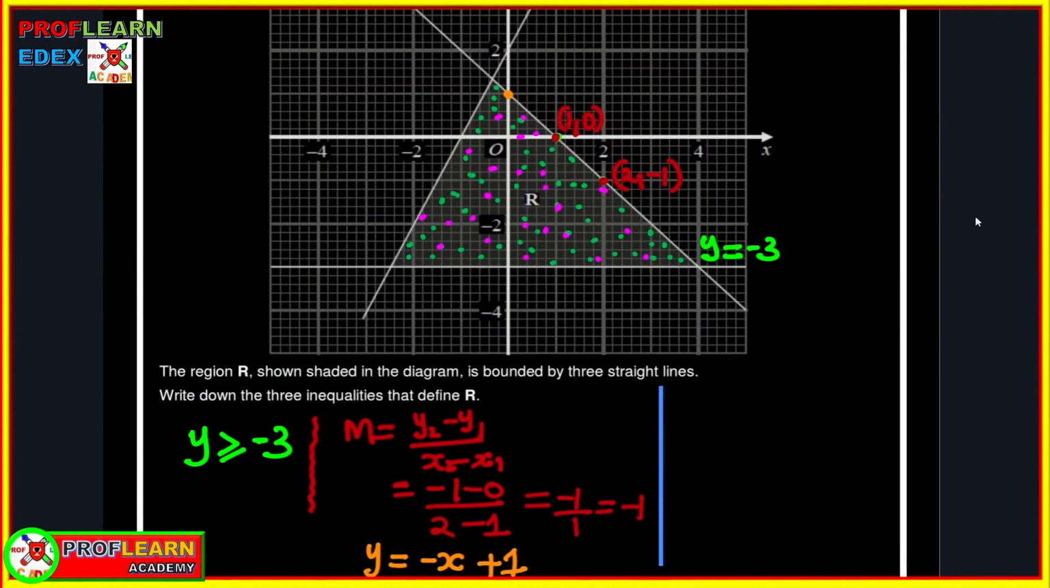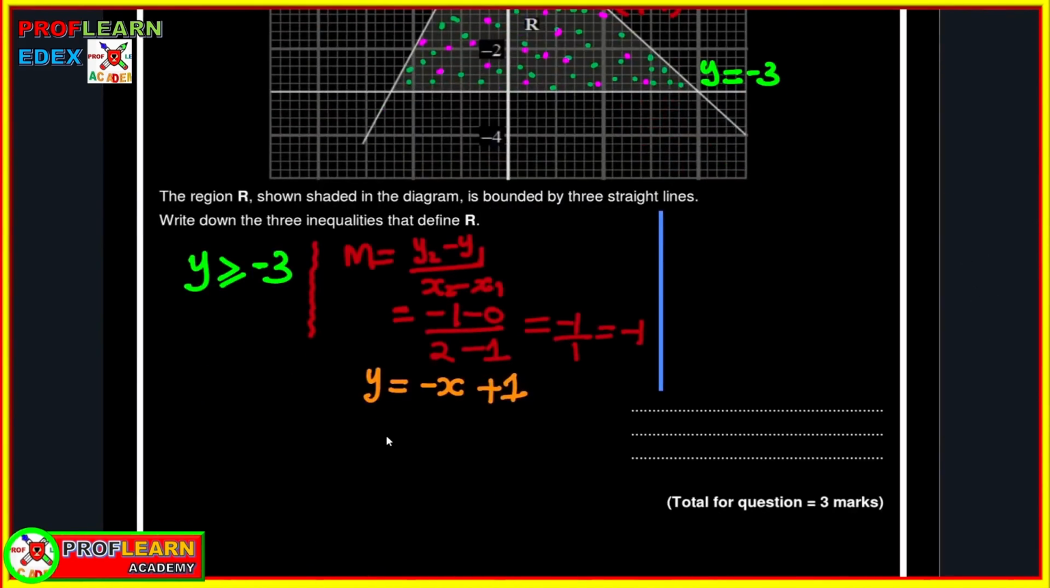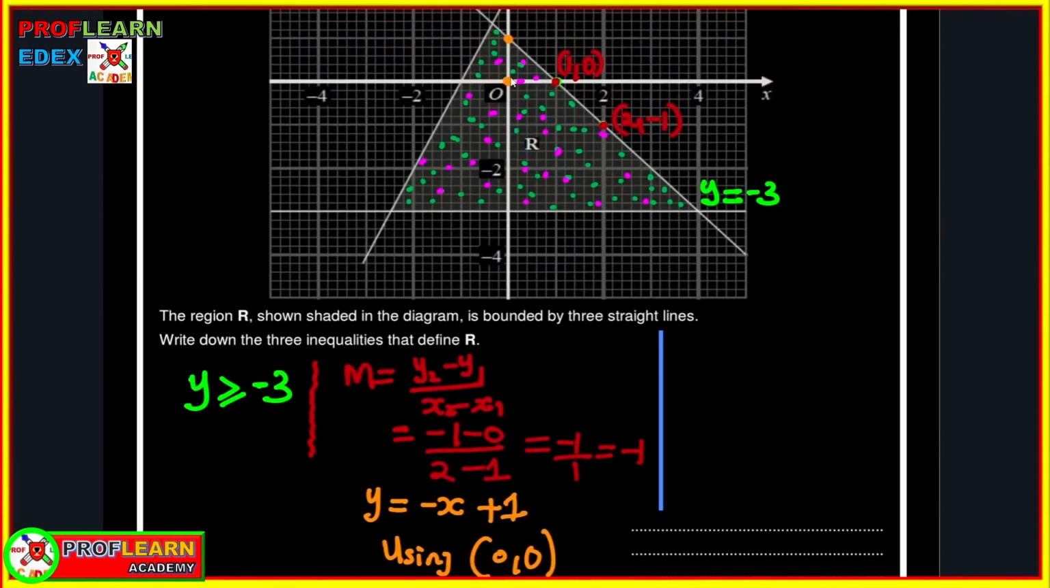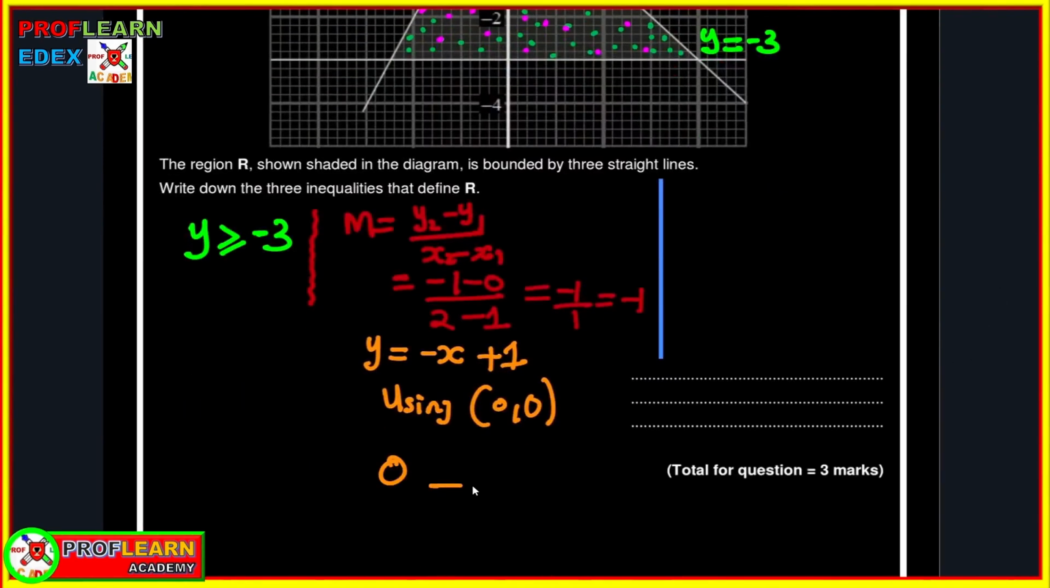Let's use the point (0, 0) to check which inequality we need here, because it is in the shaded region. Anywhere we have y, we write 0, and anywhere we have x, we write 0, and then plus 1. So we have 0 compared to 1. Is 0 greater than 1 or less than 1? 0 is less than 1. So the inequality becomes y is less than or equal to -x plus 1.